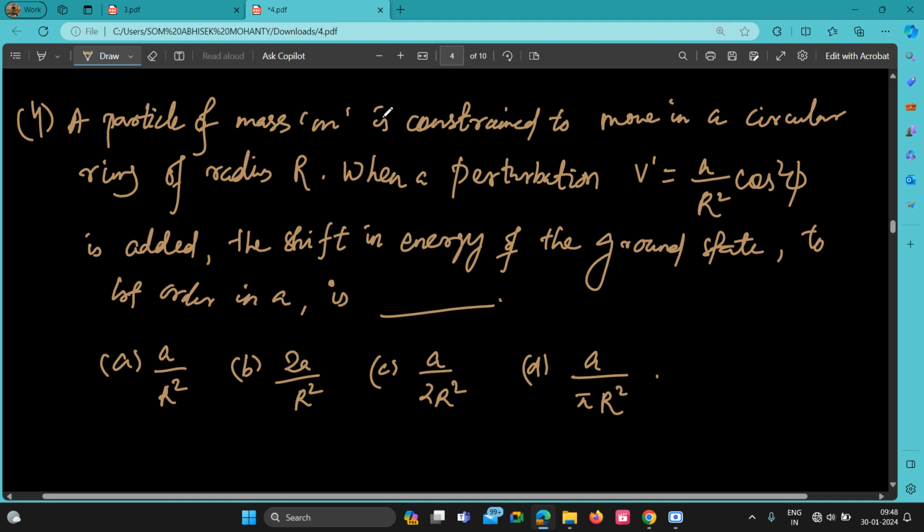A particle of mass m is constrained to move in a circular ring of radius r. When a perturbation V dash is equal to A by r square cos square phi is added, the shift in energy of the ground state to first order in A is dash.